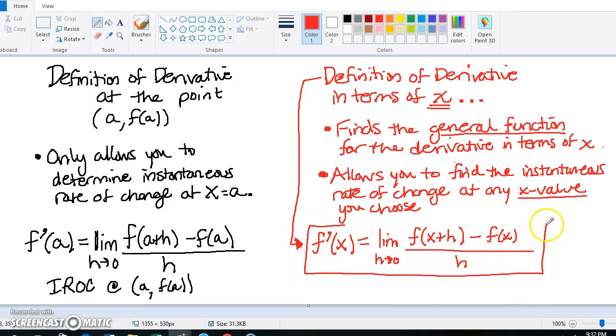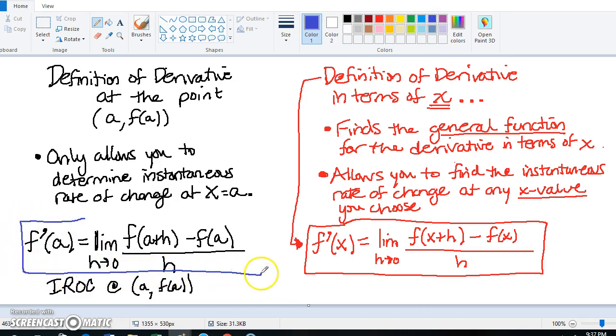Take a look at the difference between the general definition of derivative on the right and the value definition of derivative on the left. The only difference is that a is replaced by x, leading to a general function.